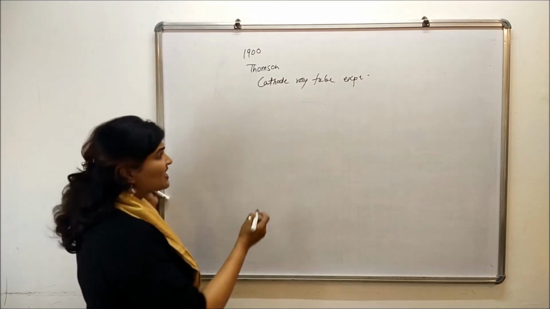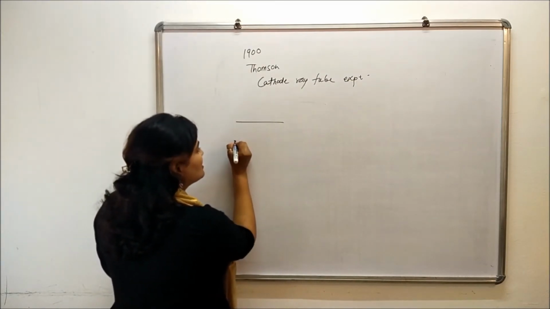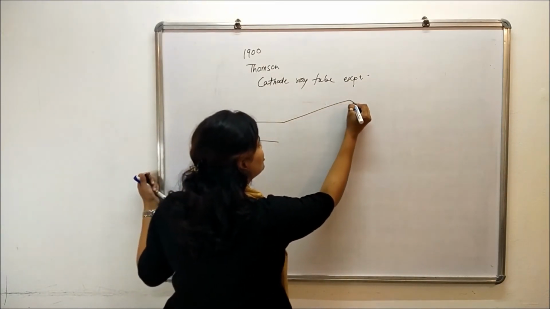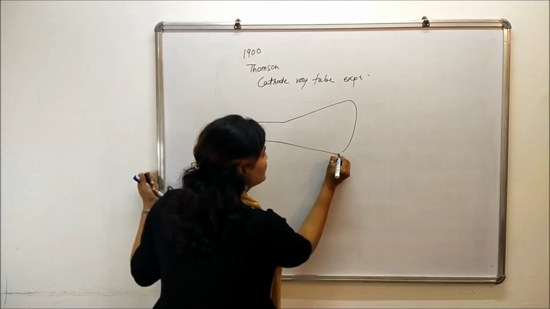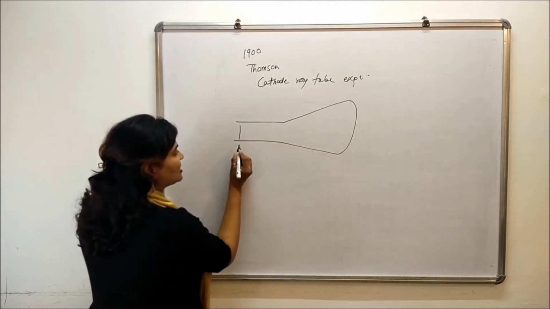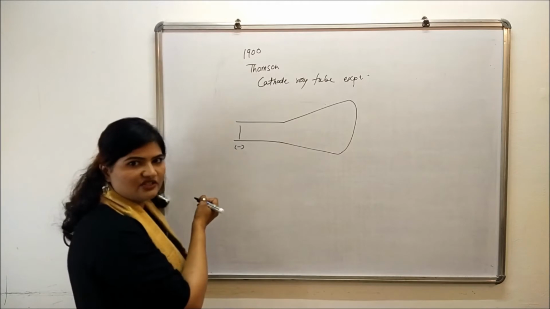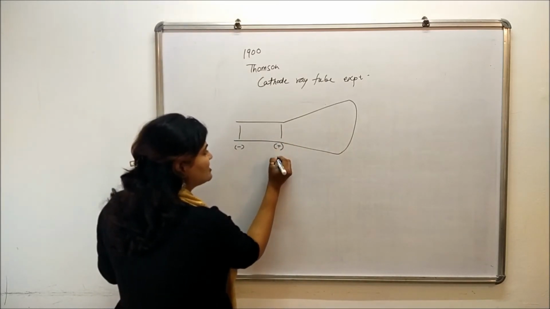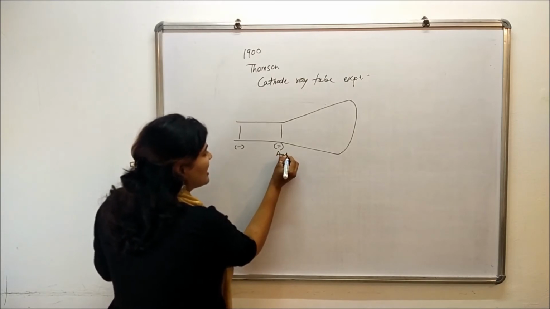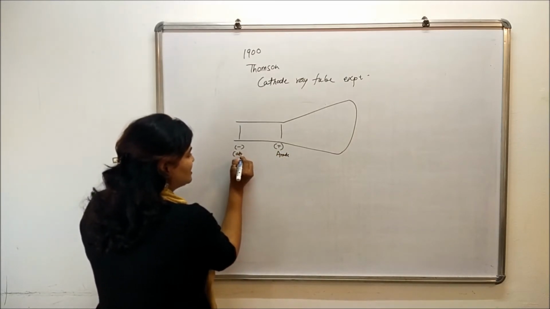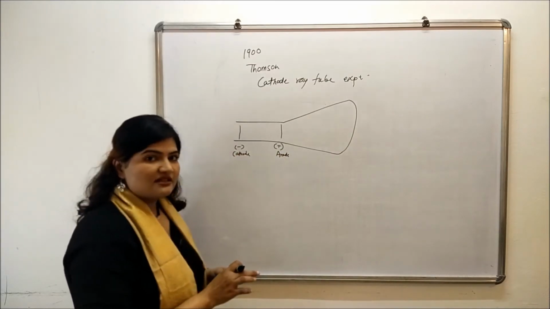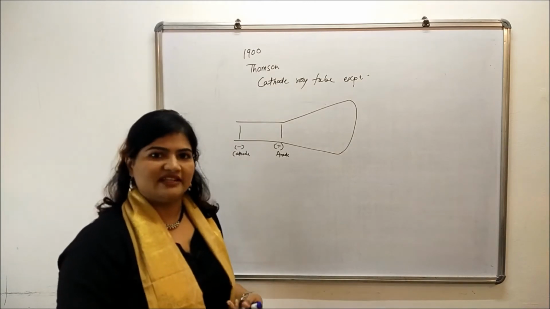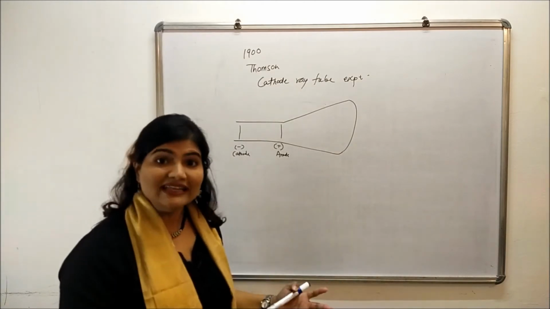What did he do? He just arranged a glass tube which was sealed, and he placed a cathode, which is a negatively charged electrode, here, and he placed an anode here. Anode is a positively charged electrode and cathode is a negatively charged electrode. Now these electrodes were made up of certain metals or a particular element.